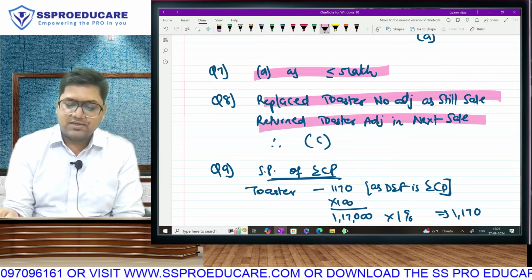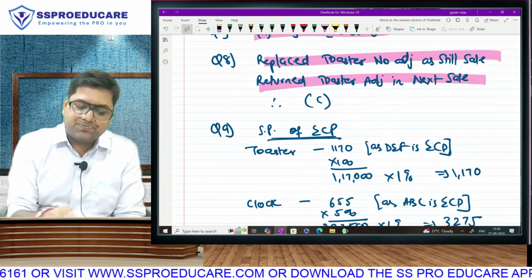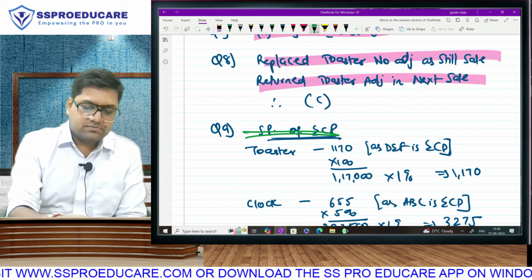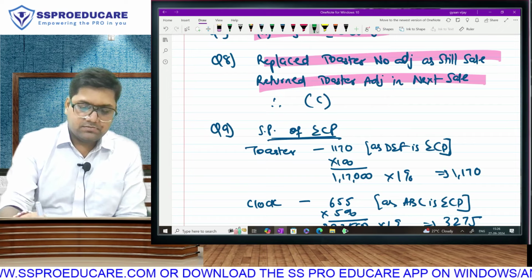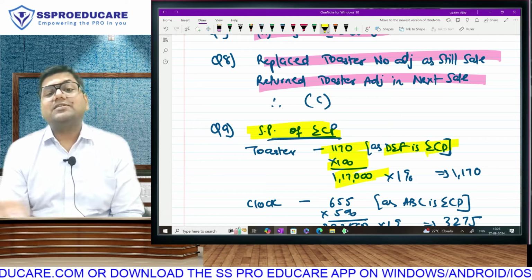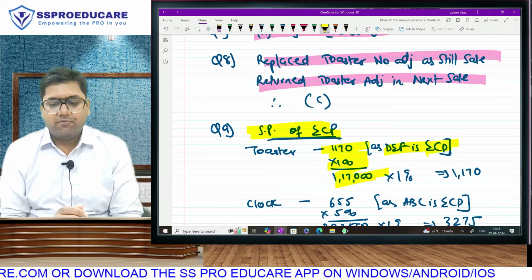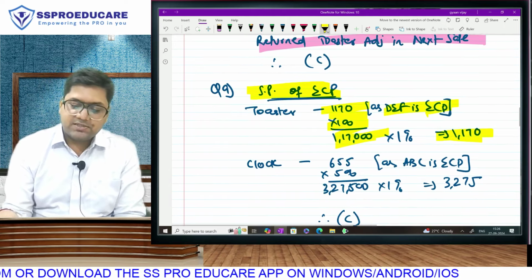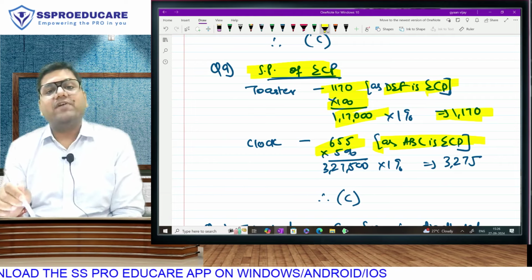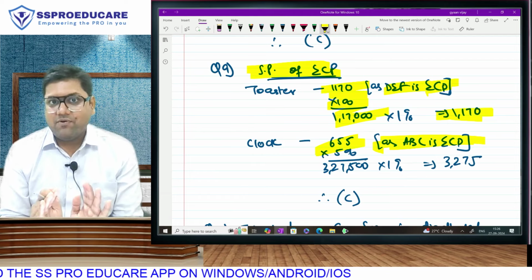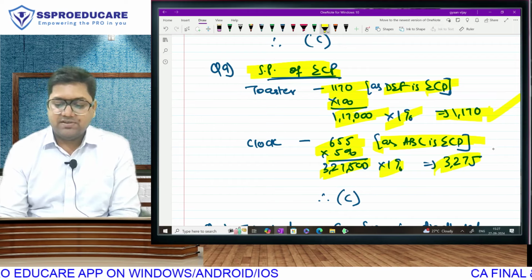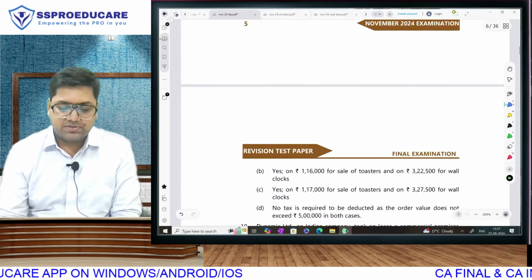So this we have already discussed. This selling price of the e-commerce participant is what? In case of Mr. Bhuvan, it is still 1170. As DEF is charging the same thing, it is ABC who is bearing the discount. It is the same. So 1170 only. But in respect of clock, ABC itself is becoming the e-commerce participant, and the seller itself is providing discount. If the seller is providing discount, then the buyer is paying only 655. Then 327,500 where we will apply 1%. So 1170 and 3275 given in option C.